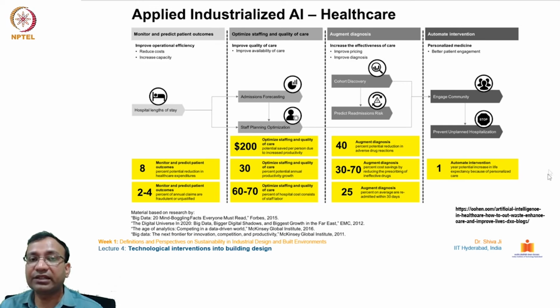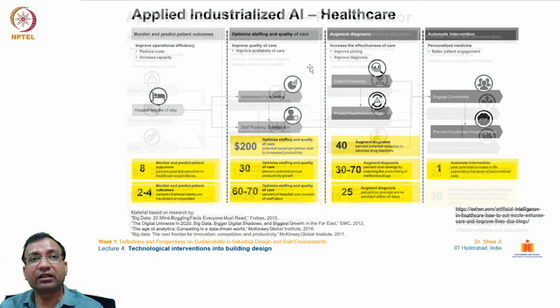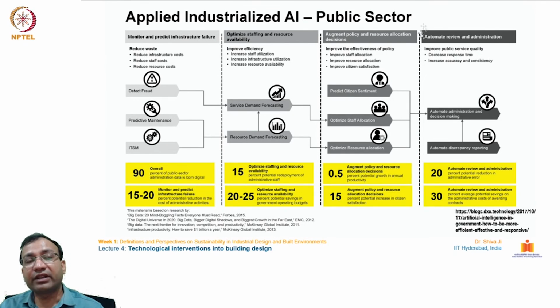So we have been seeing, with the improvement in the health sector over the last several decades and the last century, how much life expectancy has increased, and further, these modeling and optimization processes will boost this figure up. In the next and last slide of this lecture, we will see the applied industrialized AI system in the public sector. In the public sector, we again have four columns, so we will try analyzing these.